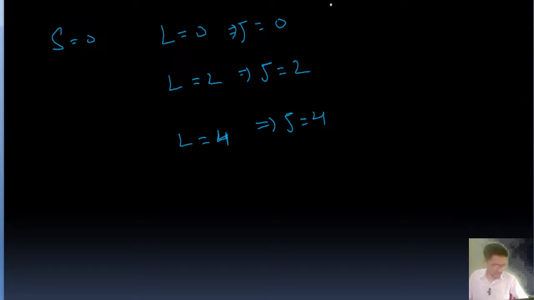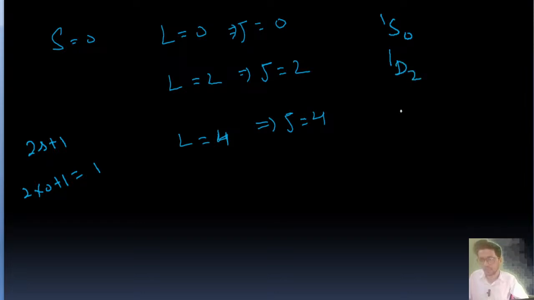So now we can find the value. L equal to 0 means S, multiplicity we will find. This multiplicity is 2S plus 1, 2 into 0 plus 1, that value is 1. So this is 1S0, and L is 2 means 1D2, and 1G4. Okay, this one.